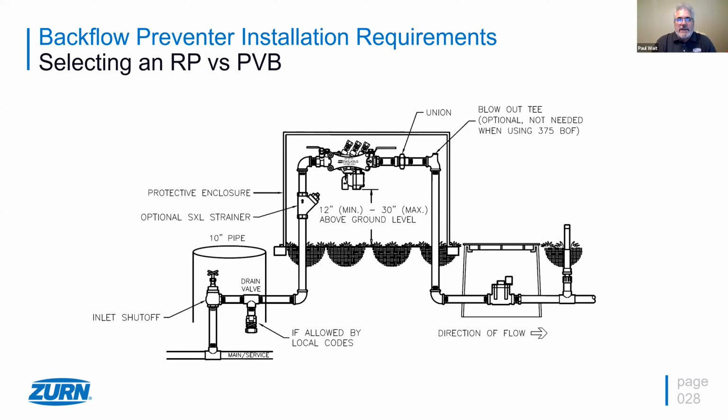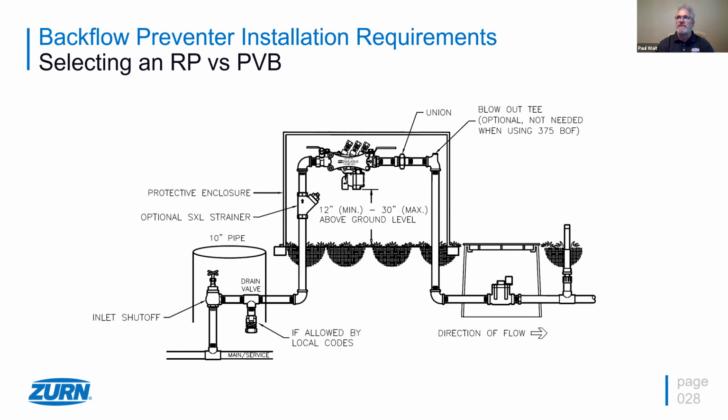Well, I don't think double checks are allowed in that area of the country, so that would be something you're not allowed to put in. With the pressure vacuum breaker, as long as you're following the elevation of 12 inches above the highest piping or outlet, I don't see a problem with that, as long as the water purveyor allows it. So if RP is code, you've got to get a variance to put a PVB in.